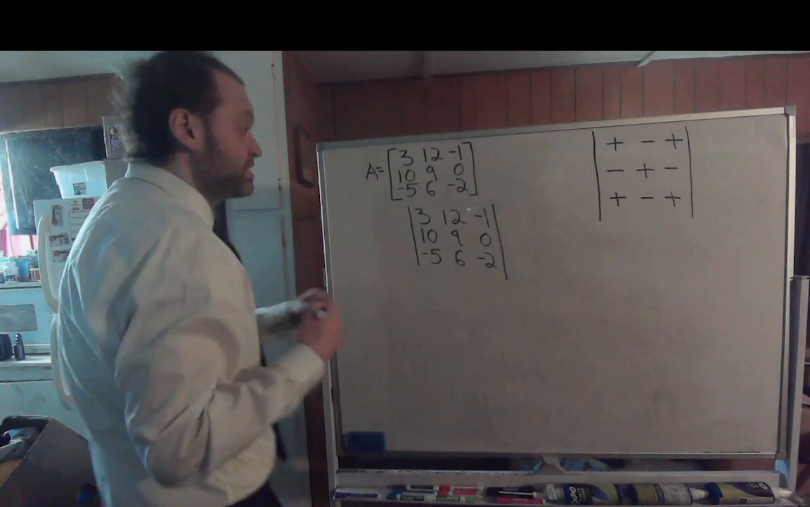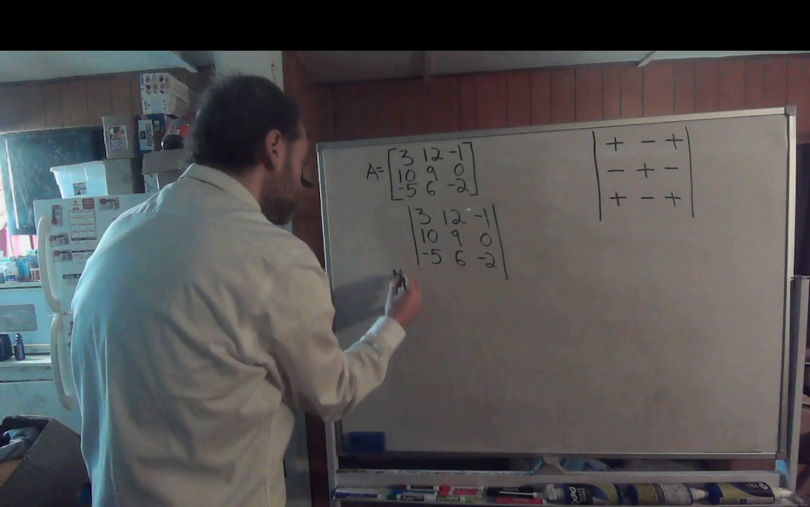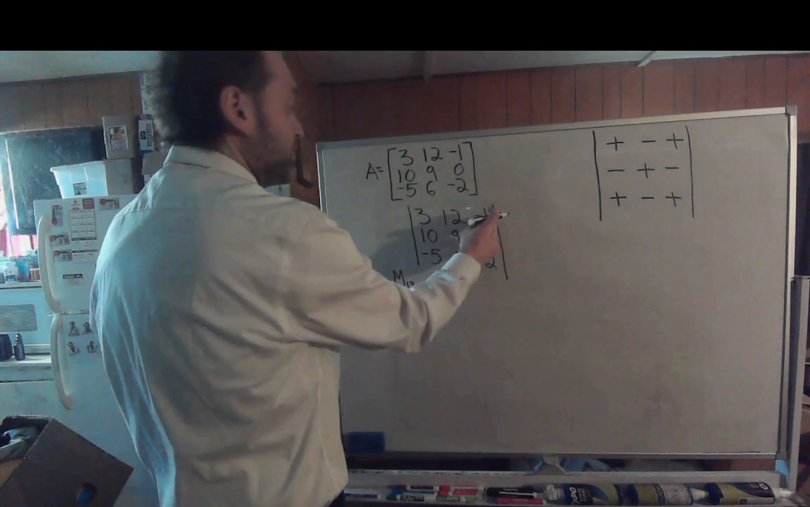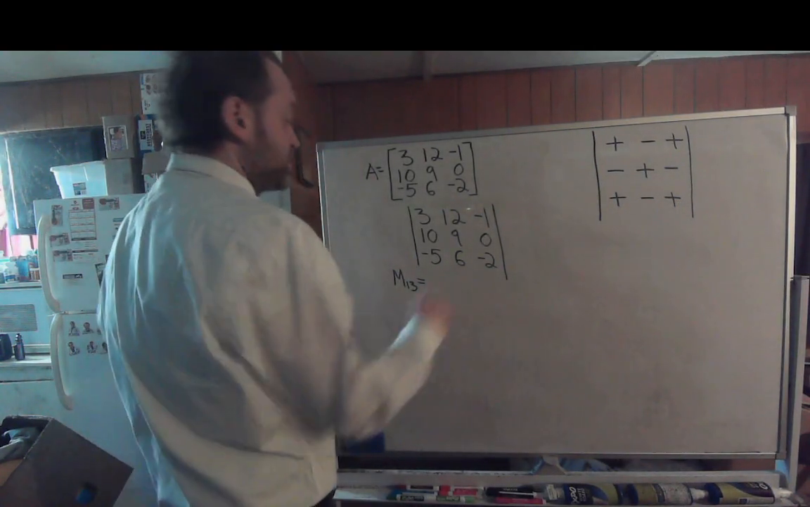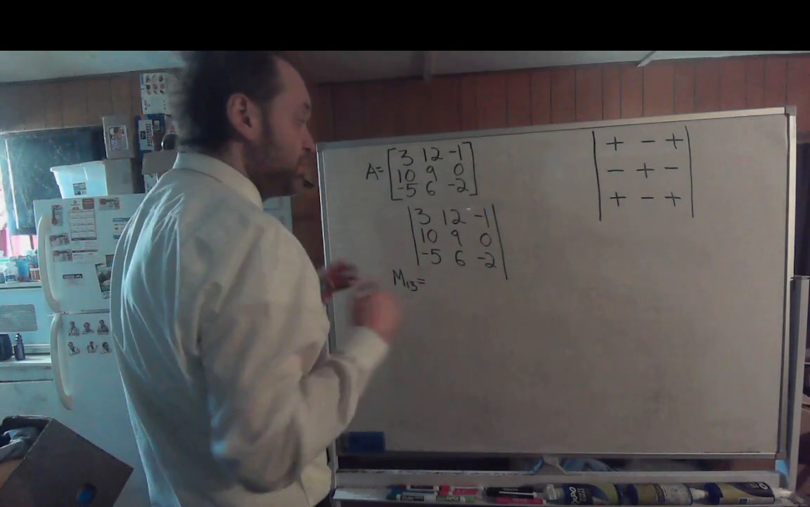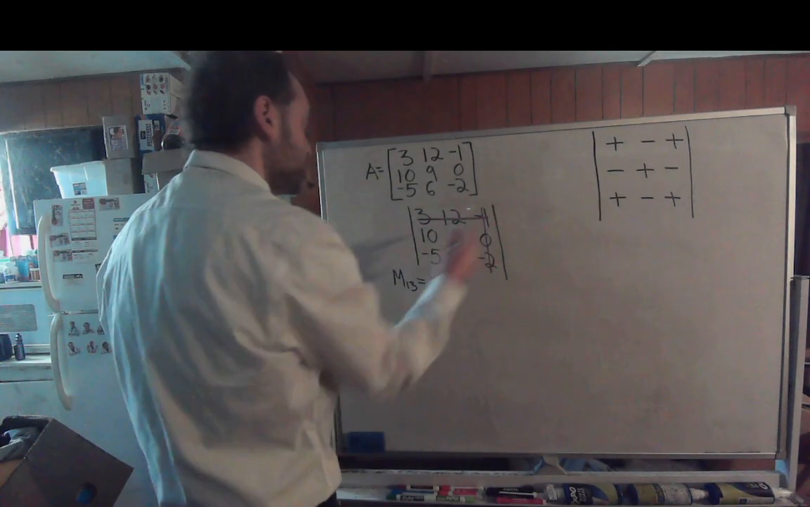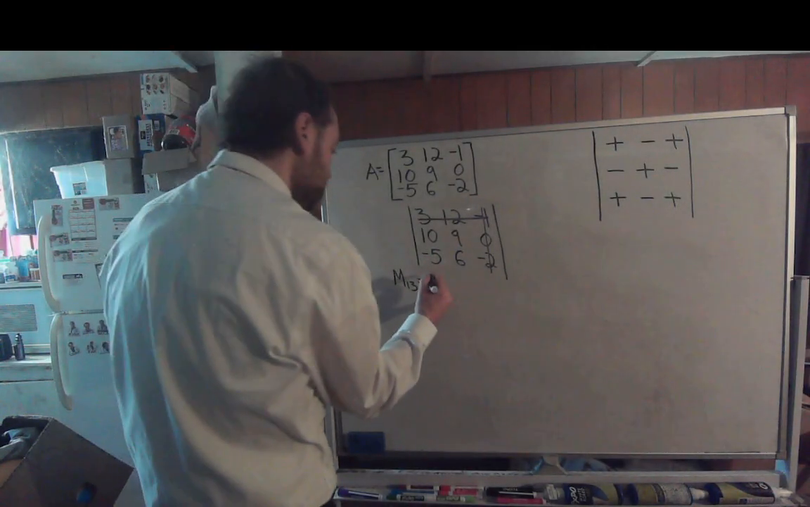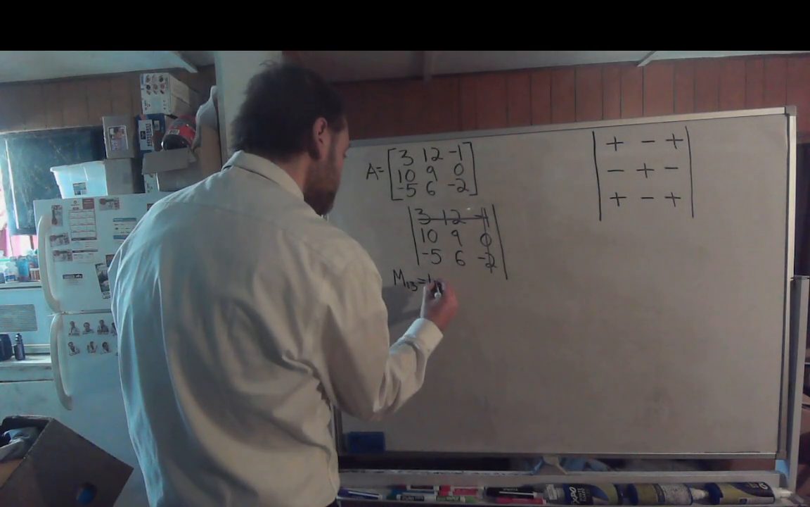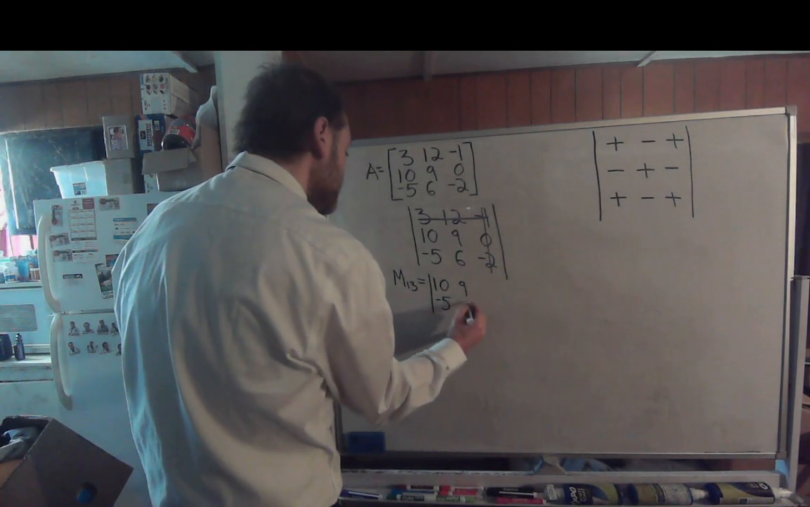So I'm going to find minor 1, 3. That denotes that I'm starting in the first row, third column. So I'm starting where that -1 is, but I'm not multiplying by it yet. So strike out the column and the row that it occurs in. That's just going to be the determinant of what's left, which would be the determinant of 10, 9, -5, and 6.